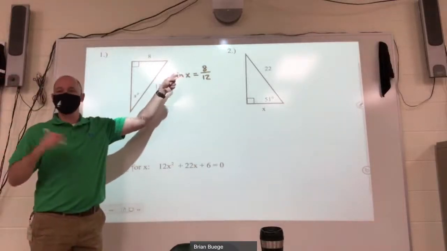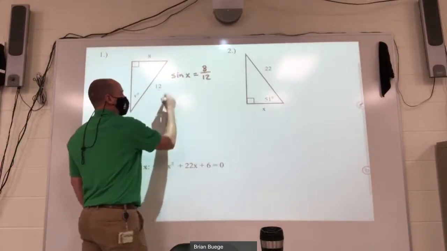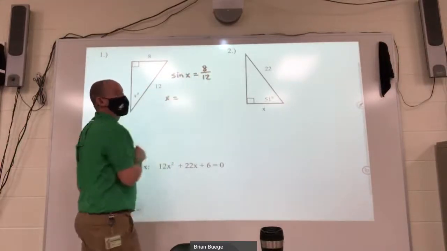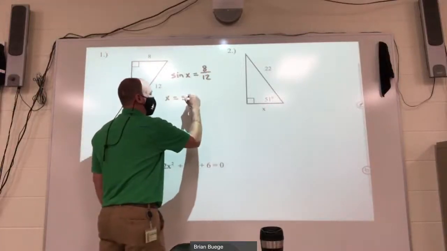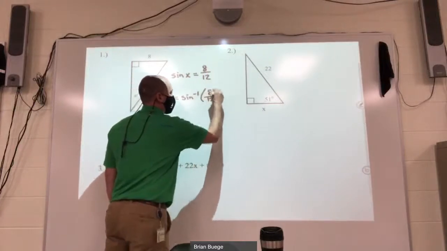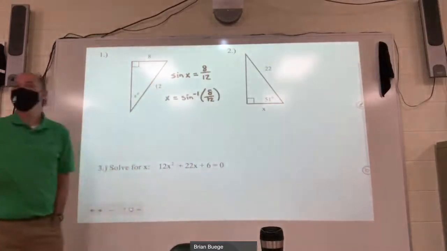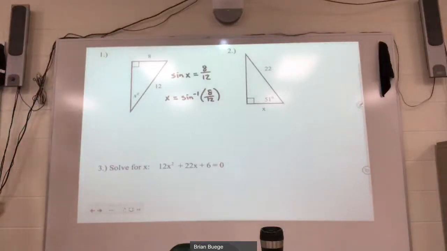The opposite of sine is inverse sine. So if I take the inverse sine of both sides, that'll leave me with x on the left-hand side. It cancels out the sine. And then on the right-hand side, we'll have the inverse sine of my fraction, 8/12. And now x is by itself, and we can type that in and get an answer, okay?